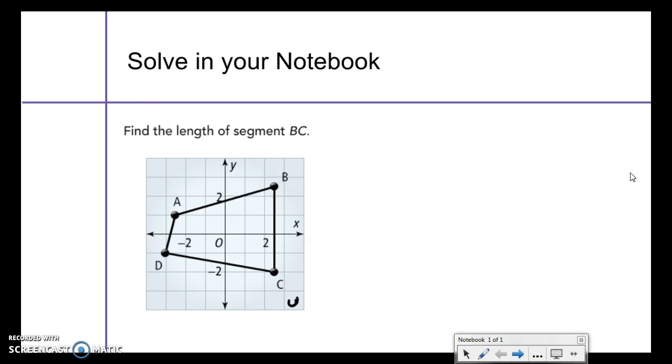All right, I want you to solve this one in your notebook. You're going to try to find the length of side BC. When you figure out the answer, I want you to raise your hand and have a teacher come check it to see if you got it correct.